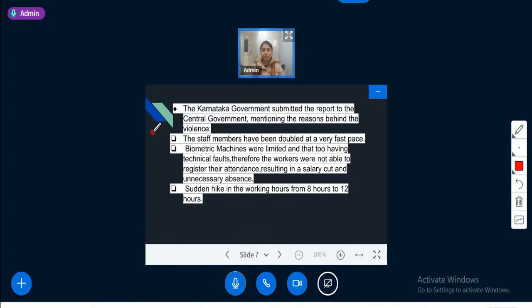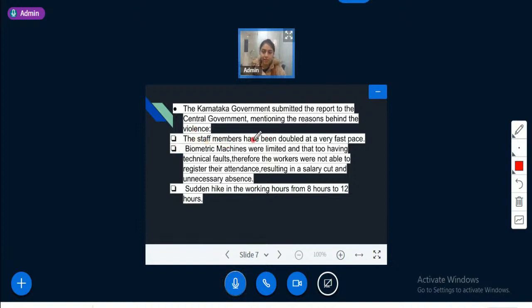Now you must be wondering, tell us what the issue was, why people were angry, what happened. Now you understand the China angle and everything. Now ultimately what happened? Western company gave its apology, and they even removed and suspended that person, the vice president. But actually the Karnataka government has submitted the report to the central government, and they have mentioned the reasons behind the violence. What was the reason?